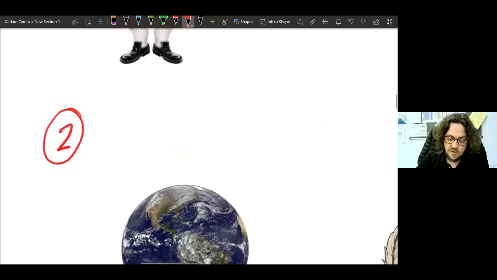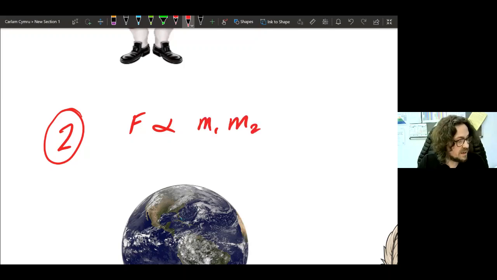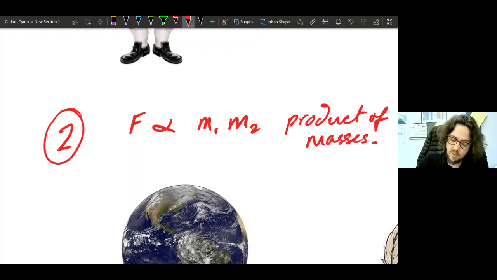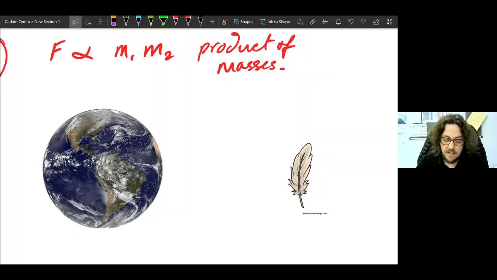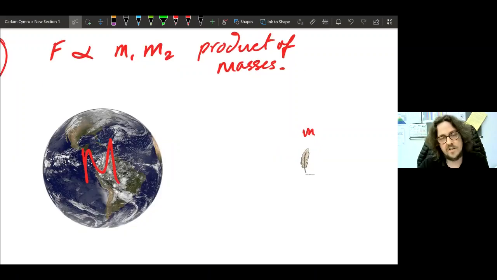Now, the first thing that Newton came up with is the idea that the force is proportional to the mass, or the product of the masses. Force is proportional to the product of masses. That's important because if I think about an object like the Earth, the Earth's got a very big mass, isn't it? And this feather, I know this feather looks massive. Maybe I should have made it smaller. There you go. It wasn't like a galactic feather or anything. It was meant to be a small feather. But the point is that here, the feather is a very, very small mass.